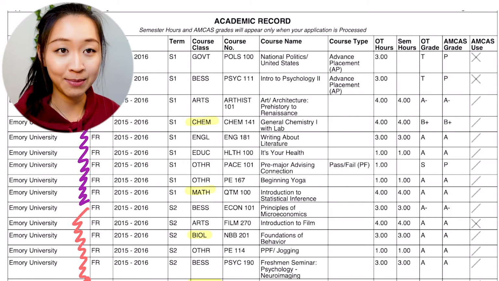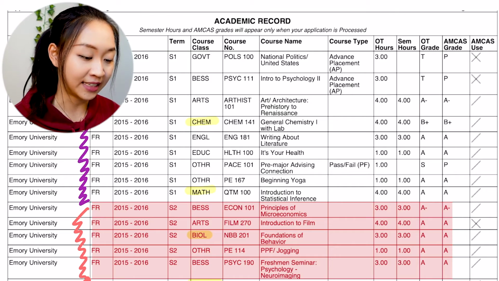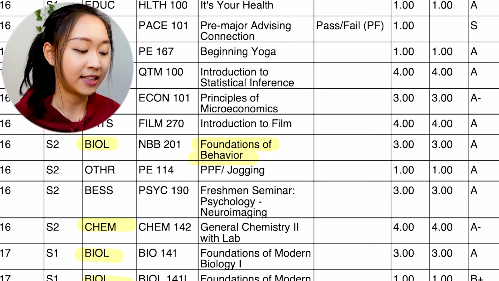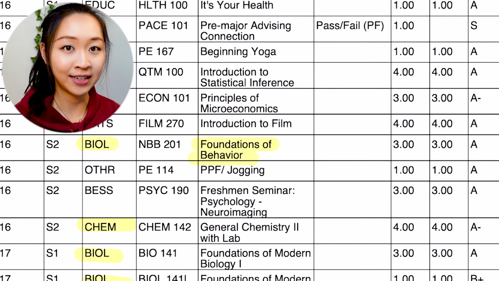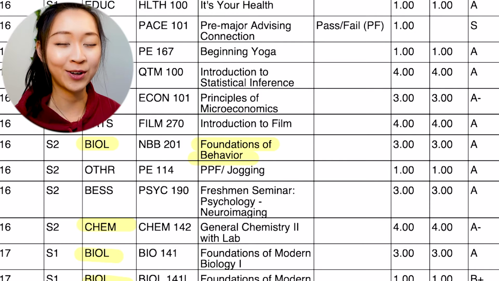Moving on to second semester of freshman year, I still was taking random classes. I took the Foundations of Behavior class. This was a class under the neuroscience major, and that really made me interested in neuroscience, so at that time I was kind of thinking about declaring neuroscience as a major.